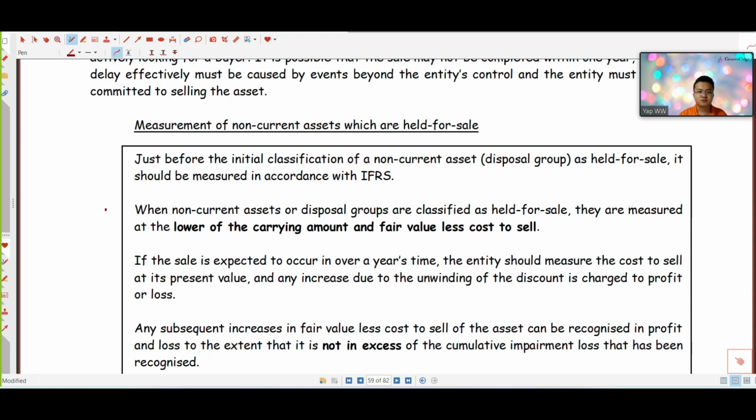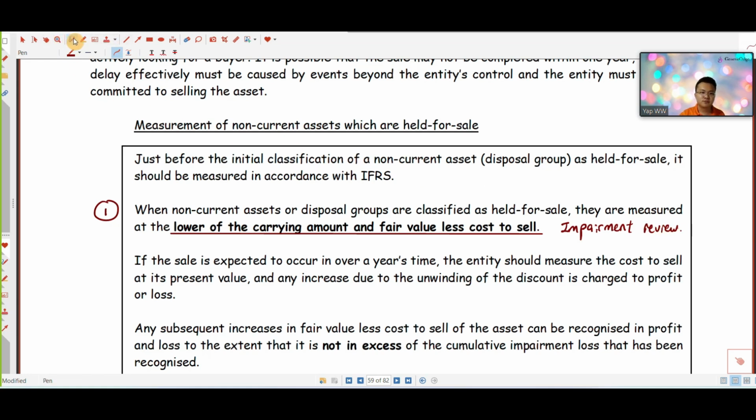Number one, when the asset has been classified under asset held for sale, we have to immediately perform an impairment review. Make sure non-current assets held for sale are recognized at the lower of the carrying amount and fair value less cost to sell. No more value in use. We don't consider value in use because we want to sell it. So the impairment review will be conducted immediately for the asset held for sale.